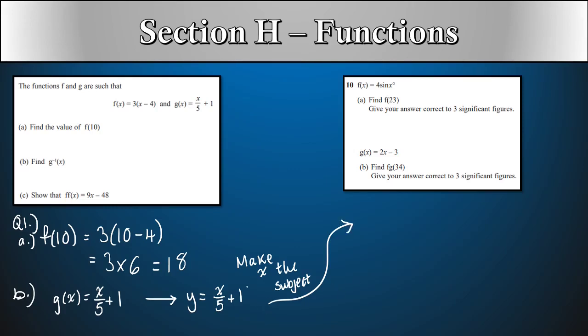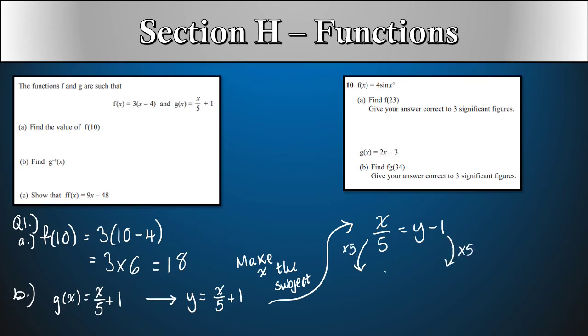So practicing rearranging again, another topic that we've practiced through this video. Before I times anything, let's take this positive 1 across. So I get x over 5 is equal to y minus 1. And then I'm going to times through by 5. Remember, we just want x, so what's the opposite of divided by 5? Well, that would just be times by 5.